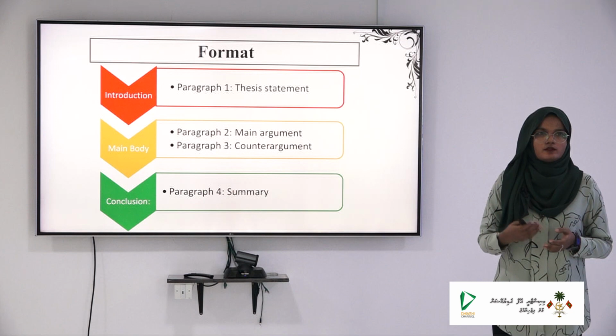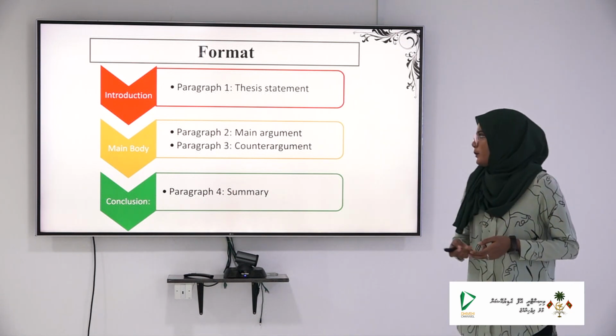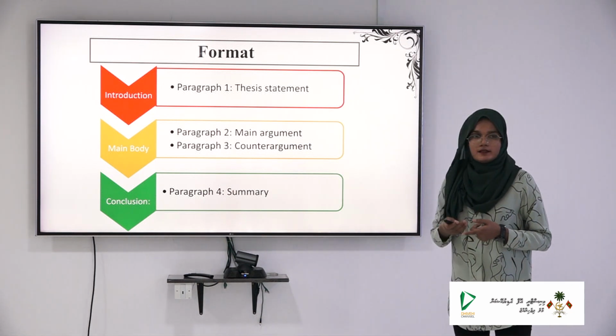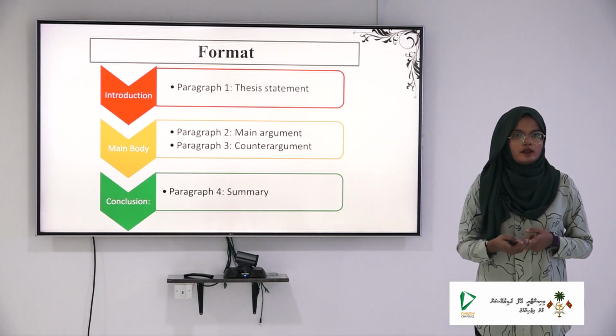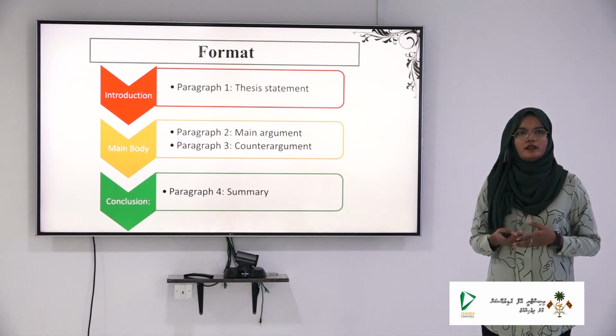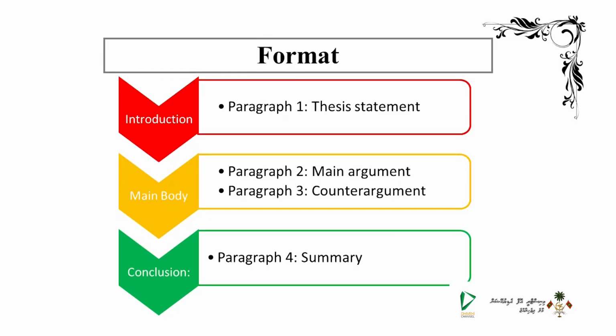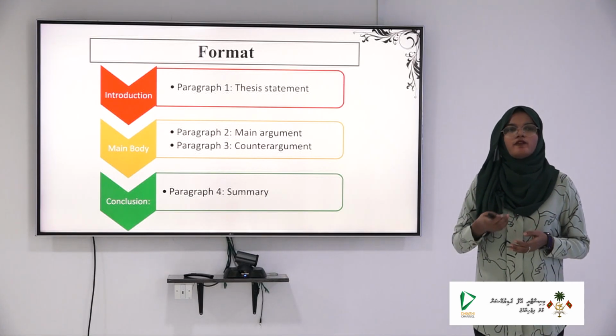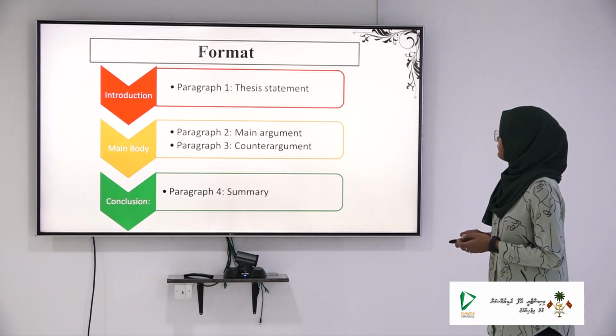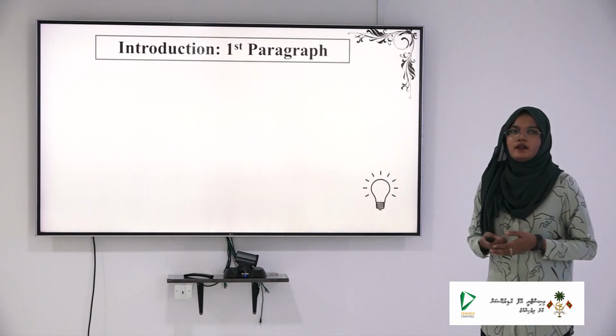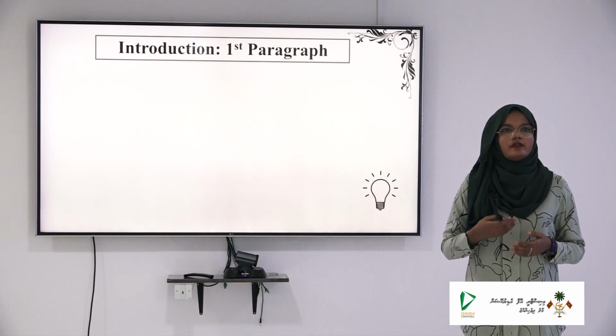The main body consists of two main paragraphs. The second paragraph is mainly about the main argument which you would be presenting, and the third paragraph would be the counter argument. After the main body, we would be writing about the conclusion. Now, it is very important to remember that the conclusion is the summary of the whole essay. Now, we'll be looking at these paragraphs in depth.